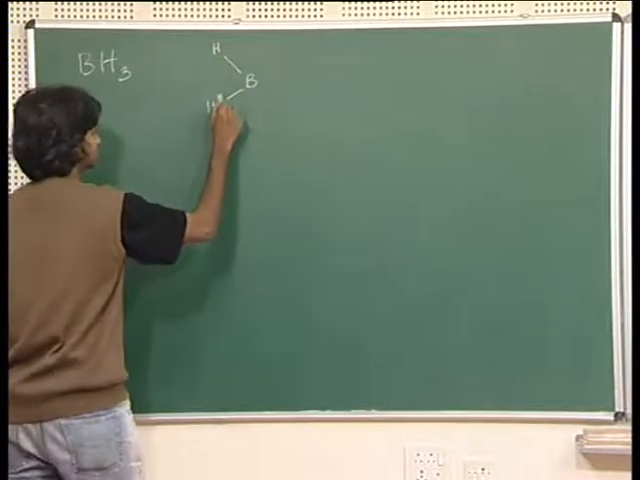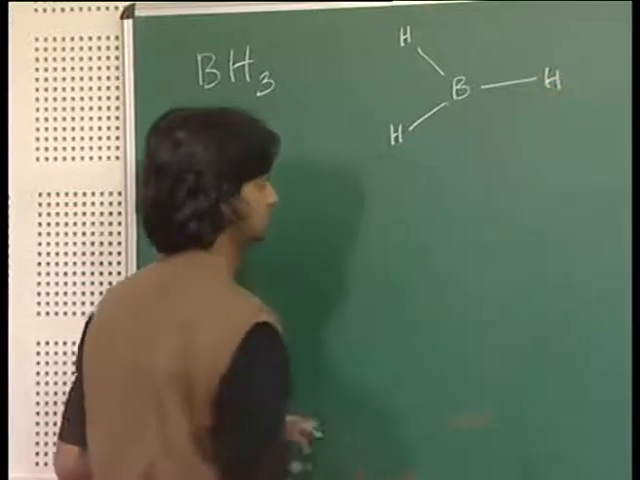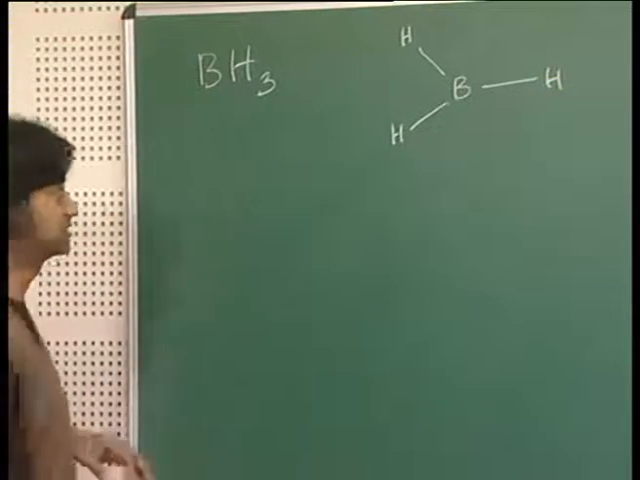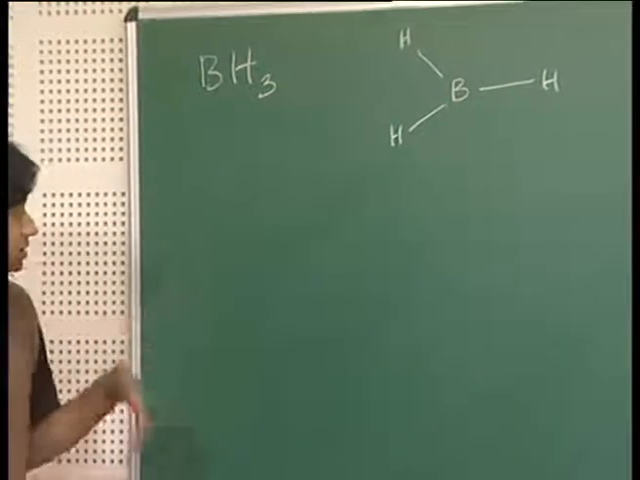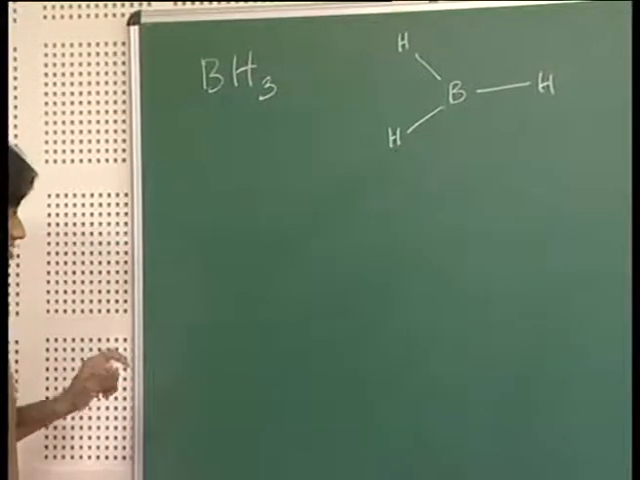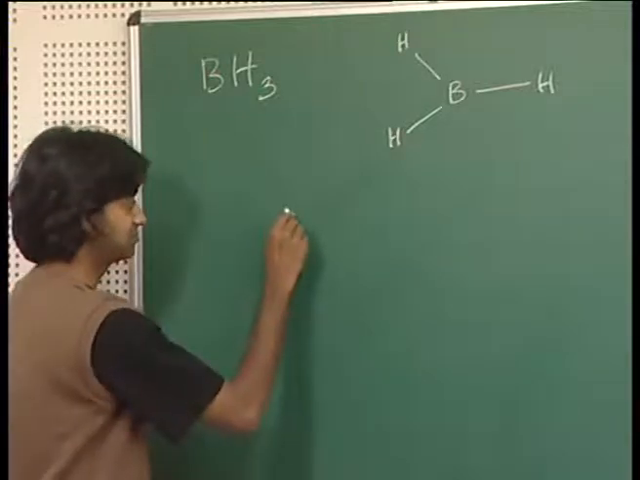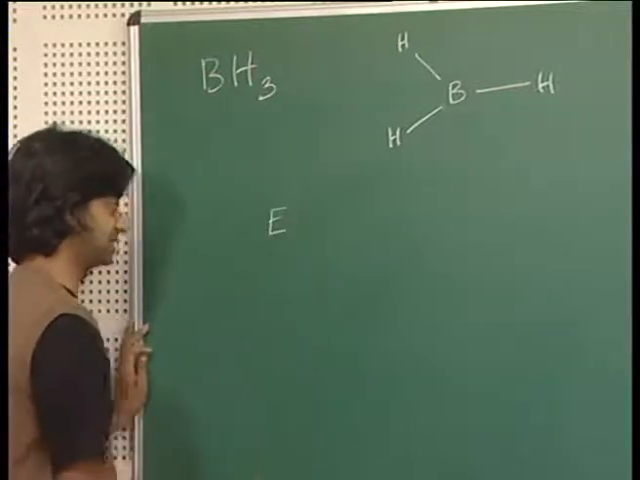So it is B. So it looks like this. Okay. Each of these angles are 120 degrees. Okay. Now let's try to write down the various symmetry elements. Obviously, the first symmetry element you write is the identity element.